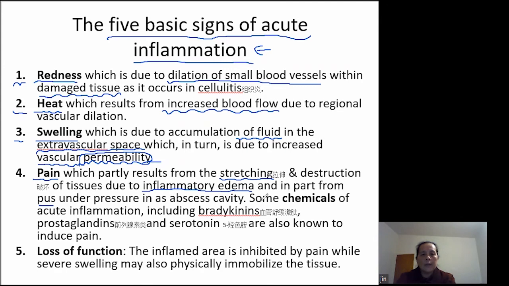And another reason is chemical. Like we saw before, during acute inflammation, some chemical mediators go to the local area. We have a lot of chemical mediators, and they go locally. That kind of chemical mediator can cause the pain.